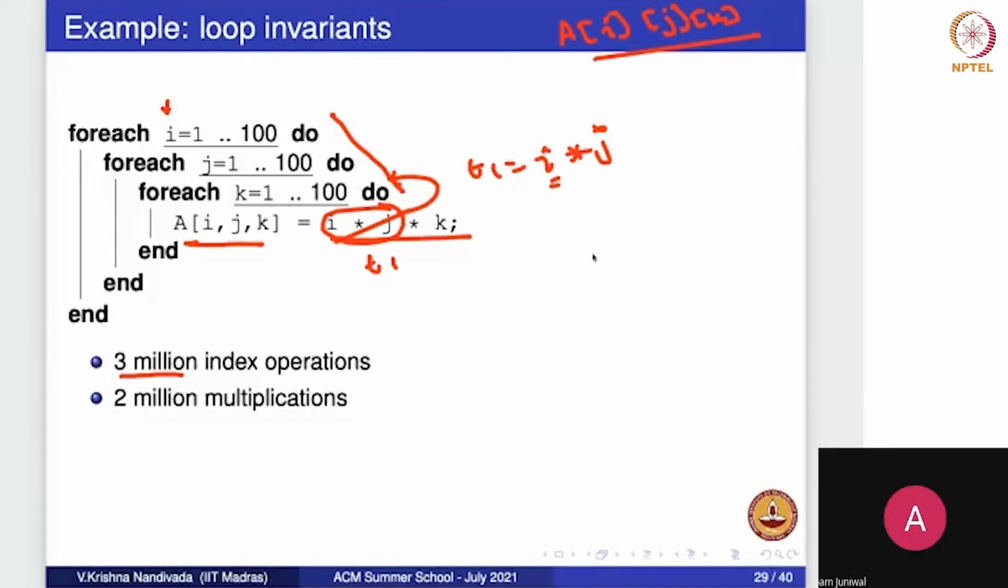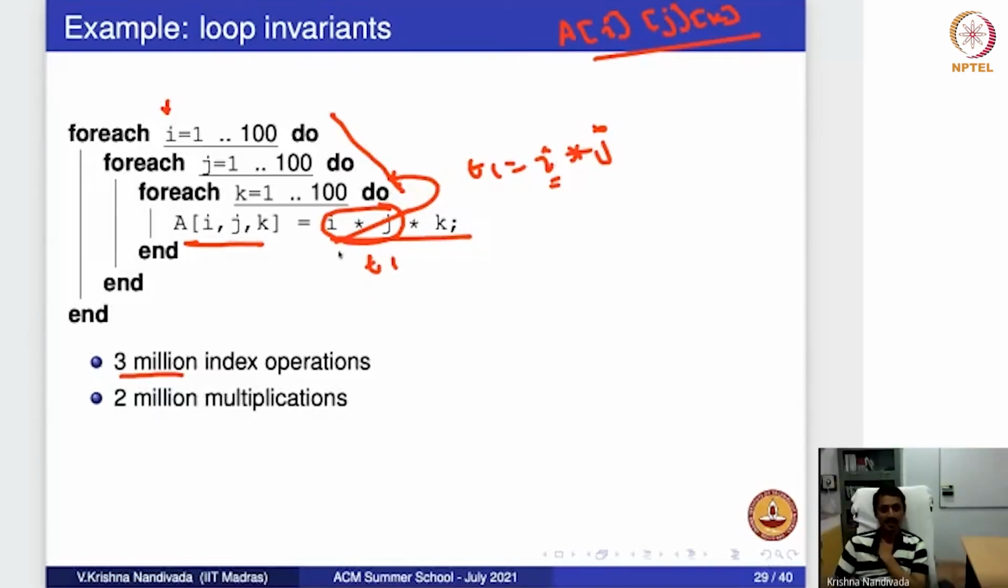I guess accessing A[i][j]. Absolutely. So look at it this way. This A[i][j] is invariant for the k loop. So I could do T2 equal to A sub i j and then do T2 sub k equal to blah, T1 times k.